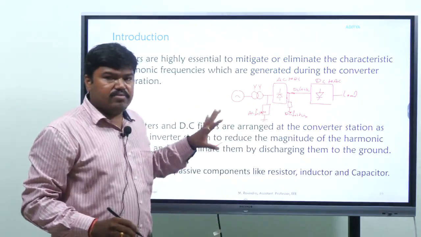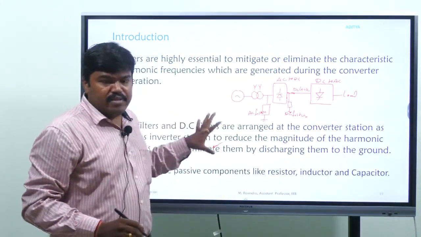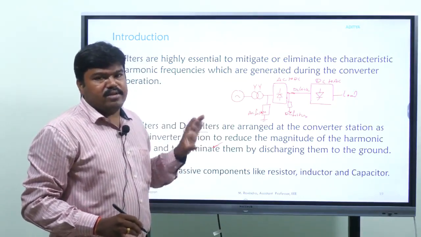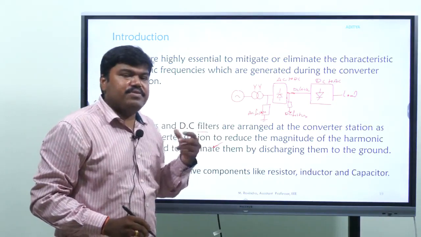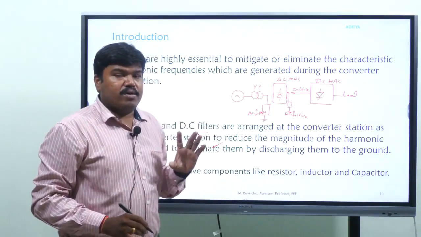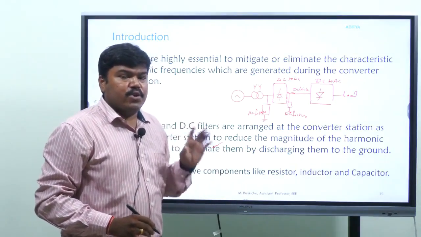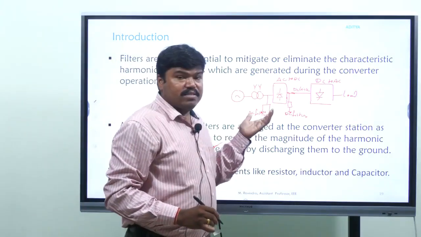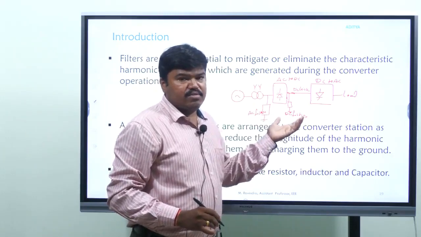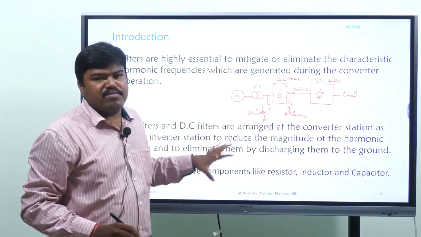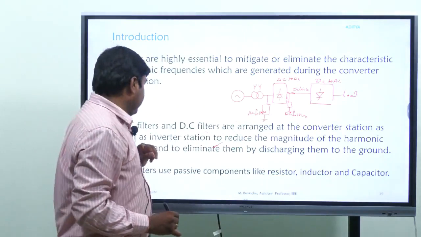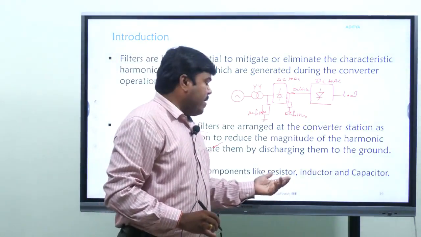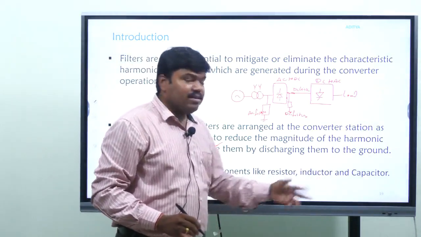Why do we use these filters? Mainly because low order harmonic currents have high magnitude. To remove them, we use low pass filters, that is, single tuned filters and double tuned filters. Those filters are used to filter out all these harmonics. The filters use passive components, like resistors, inductors and capacitors.